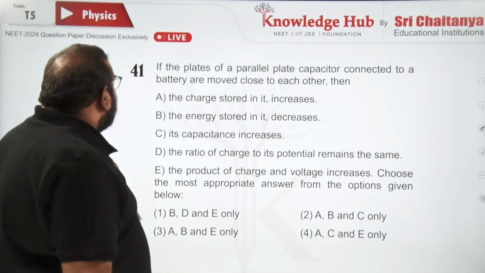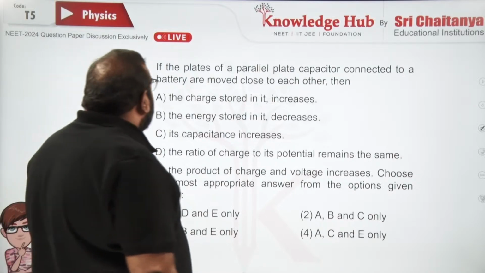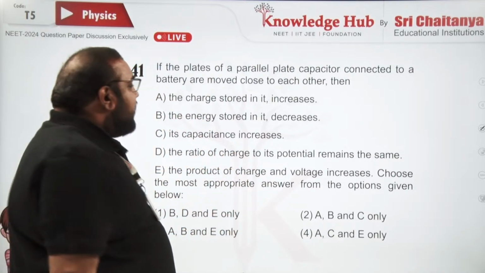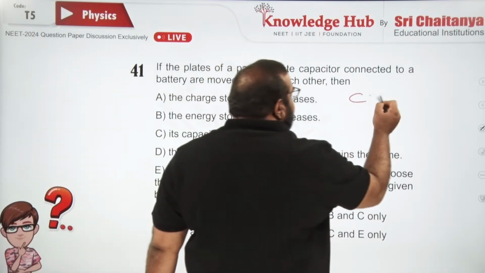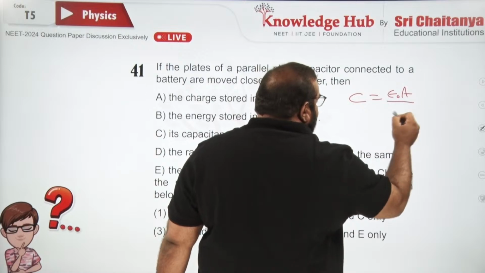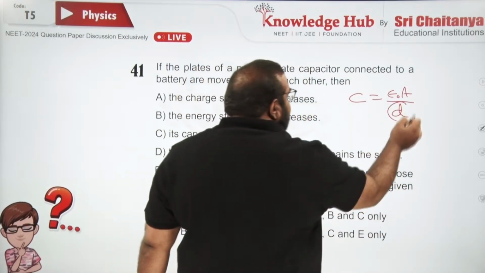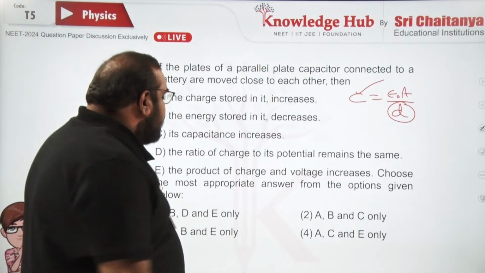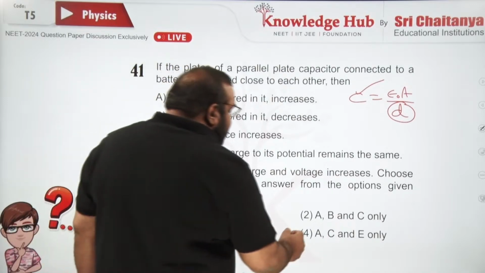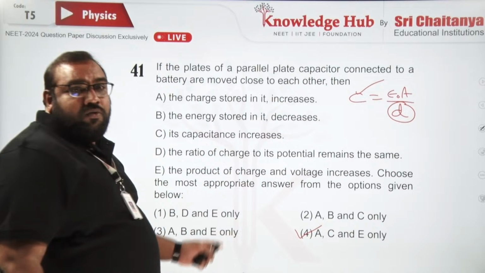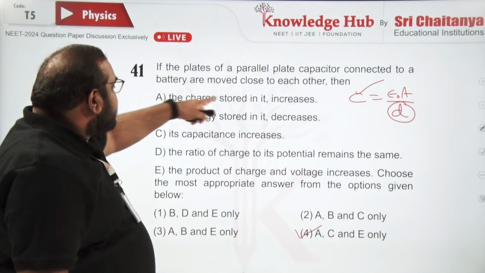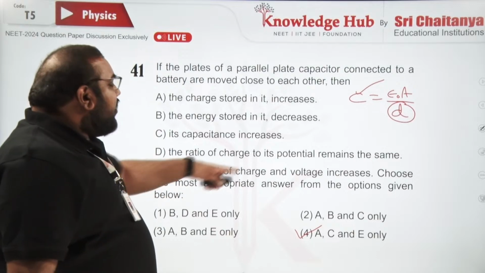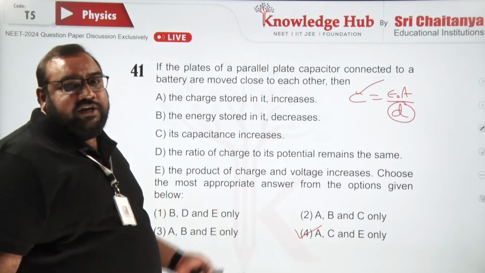Let us go to the 41st question. If the plates of a parallel plate capacitor connected to a battery are moved close to each other, generally what is the formula for capacity? Epsilon naught A by d. So as d decreases, capacity increases. If capacity increases, charge increases. So from that we could say A, C and E are correct. Is it clear? What is A? The charge of course increases. Its capacitance increases. Product of charge and the capacitance, voltage, obviously increases.